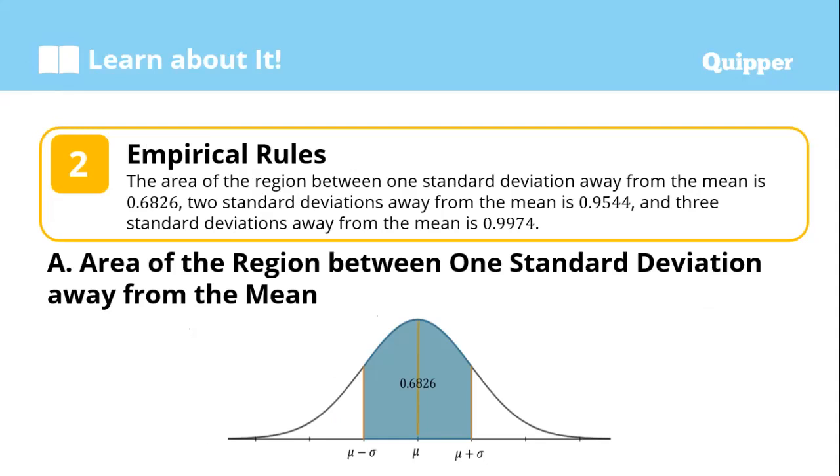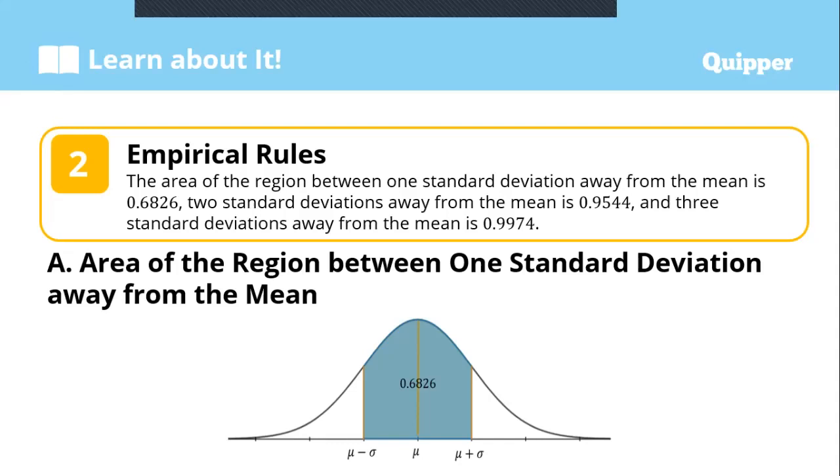So we also have the empirical rule. The area of the region between one standard deviation away from the mean is 0.6826. Take note, this is the exact area. Then 2 standard deviations away is 0.9544, where the decimal has moved 2 places. Then 3 standard deviations away is 0.9974. Okay?